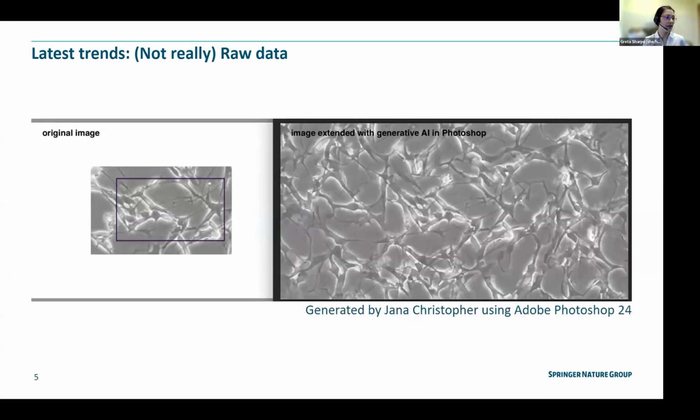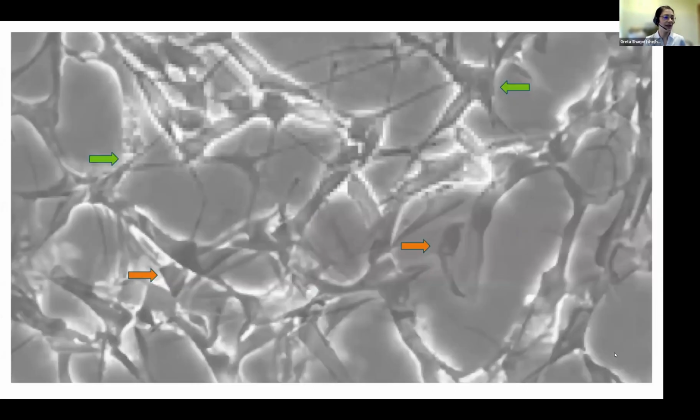And I have a few more examples. So this one is just, again, expanded, but it is a bit more obvious. So I have zoomed in on the image, and the green arrows show where the resolution changes going from the original part of the image into the AI generated one. And the orange arrows show areas that are not quite cells. So an expert in the relevant field would be able to see this and say that these are not cells, but it does require more expertise now.